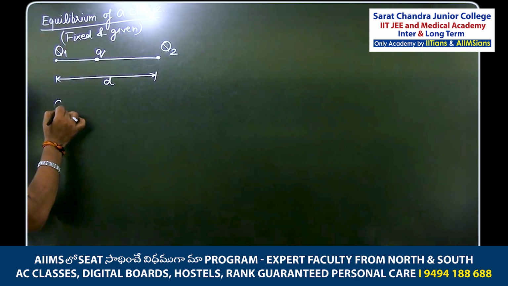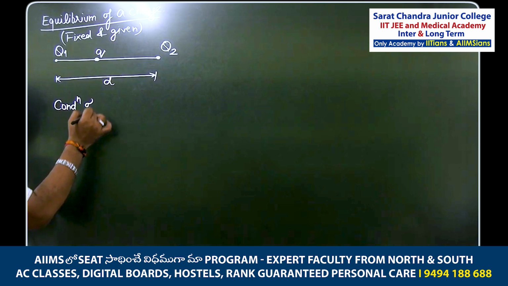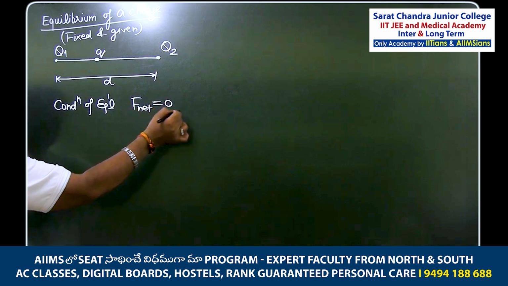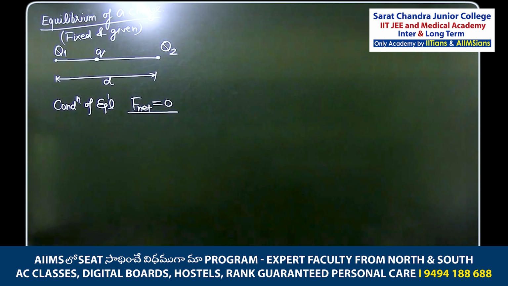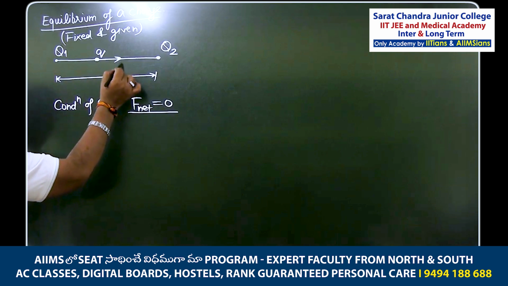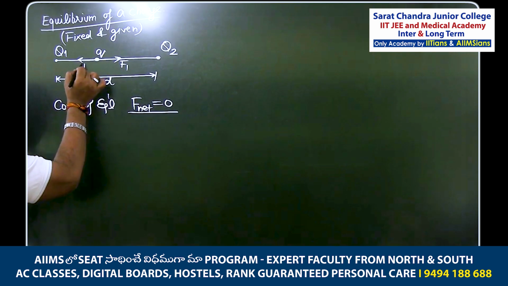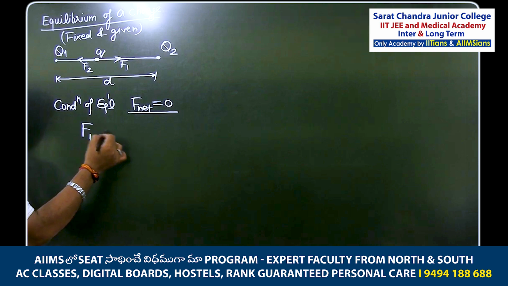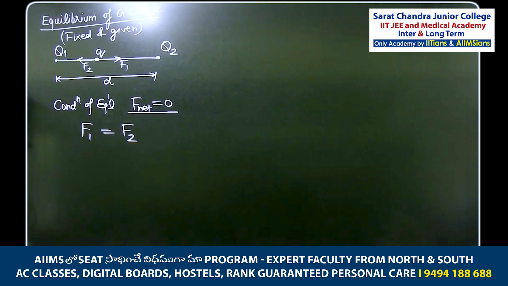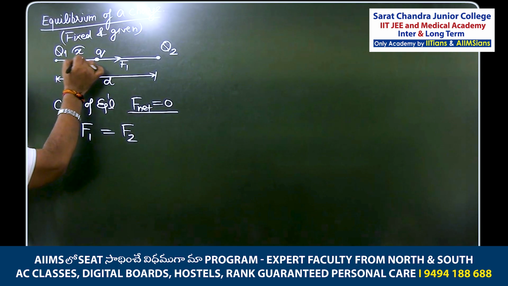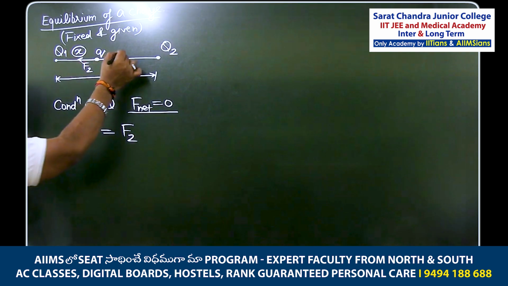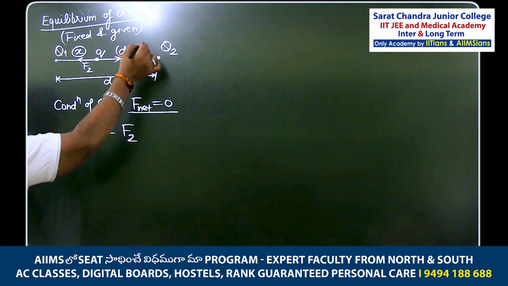So when you are talking about equilibrium, what is the condition of equilibrium? That the net force should be 0. Now how many forces are acting on this Q? Two forces. One is because of Q1, one is because of Q2. So if the net force is 0, that means F1 should be equal and opposite to F2. So magnitude wise they are equal. If it is at a distance x from Q1, then this will be d minus x.